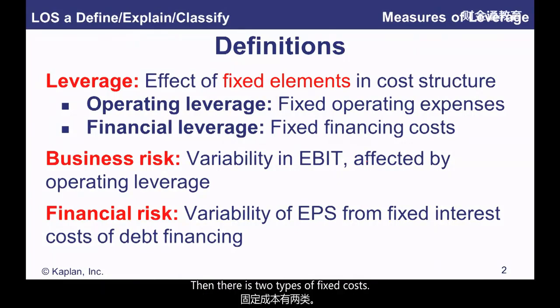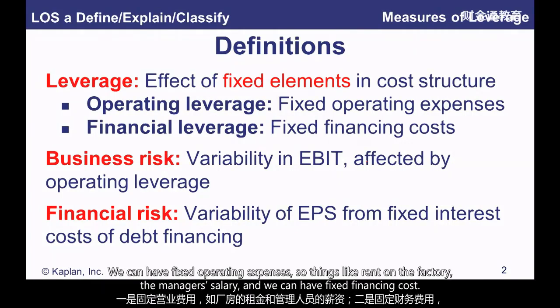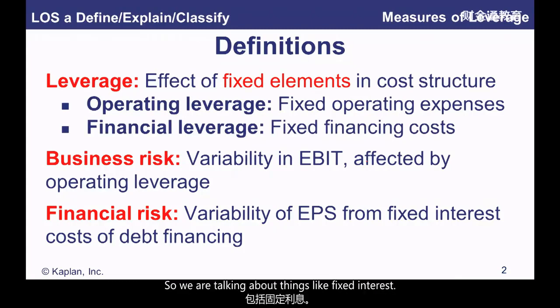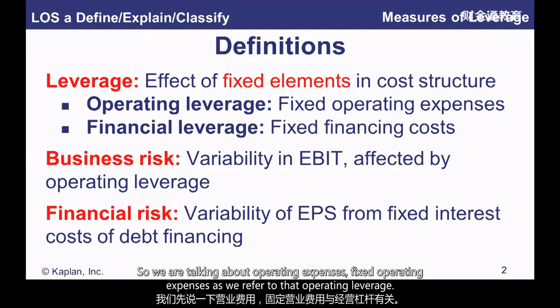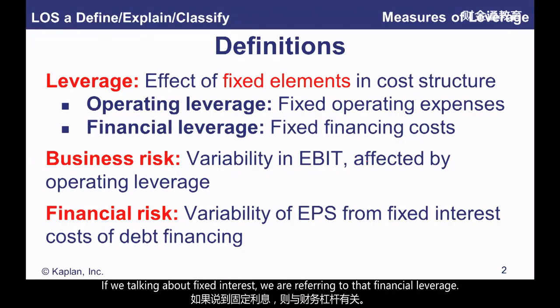And there's two types of fixed costs. We can have fixed operating expenses, so things like rent on a factory, the manager's salary, and then we can have fixed financing costs. So we're talking about things like fixed interest. If we're talking fixed operating expenses, we will refer to that as operating leverage. If we're talking fixed interest, we would refer to that as financial leverage.